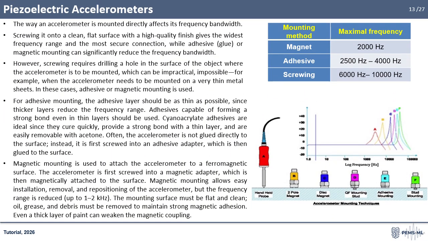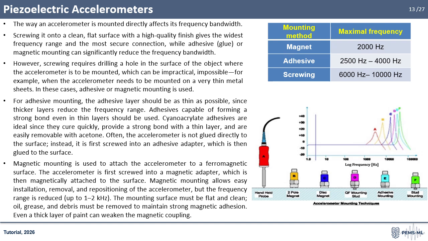The way an accelerometer is mounted directly affects its frequency bandwidth. Screwing it onto a clean, flat surface with a high-quality finish gives the widest frequency range and the most secure connection, while adhesive glue or magnetic mounting can significantly reduce the frequency bandwidth. However, screwing requires drilling a hole in the surface of the object where the accelerometer is to be mounted, which can be impractical, such as on very thin metal sheets. In these cases, adhesive or magnetic mounting is used.